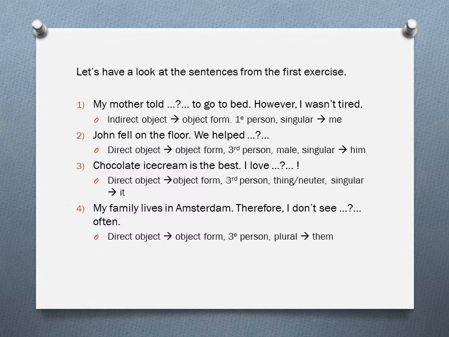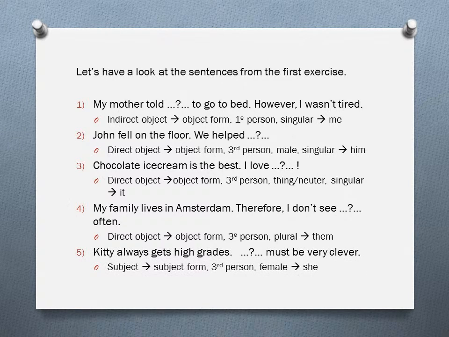In the fourth sentence, "My family lives in Amsterdam, therefore I don't see ? often." The function of the personal pronoun is direct object, so we must use the object form. Furthermore, it's the third person and plural, so we must use them. My family lives in Amsterdam, therefore I don't see them often.